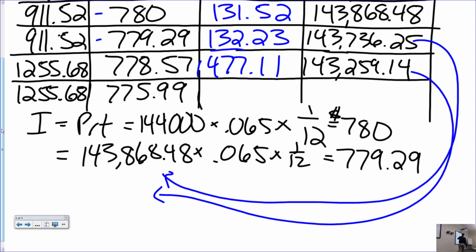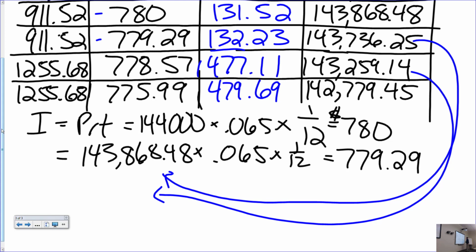So one more time, subtract those two. How much do you pay the next month? 479.69, right? And so what are we down to after 4 months of payments? Now we finally got into the 142s. 779.45. No, it takes forever, folks. Okay? It just does.